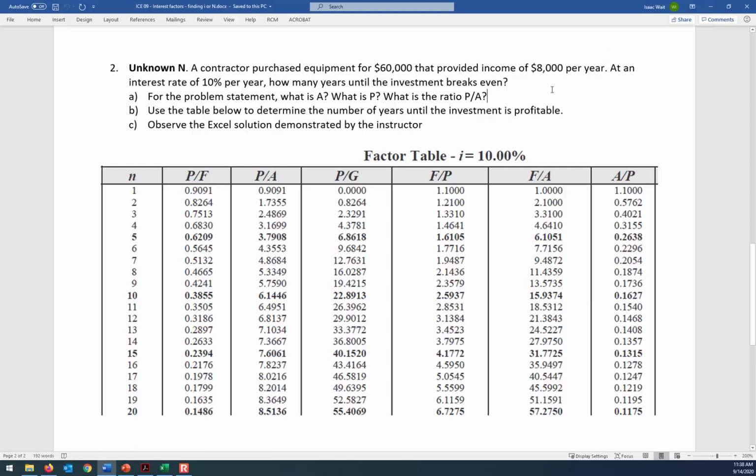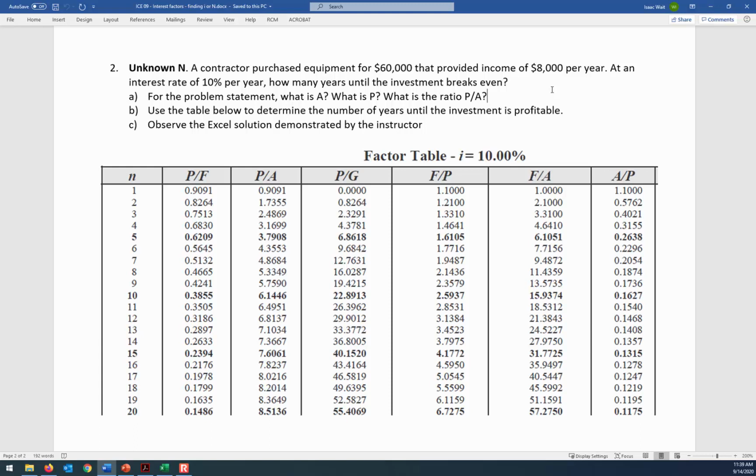Now think about what's happening. If you were going to draw this as a cash flow diagram, you have an arrow down at time 0 because they paid 60,000 to buy the equipment, and then that equipment allowed them to have new income, so that means an arrow up, of 8,000 per year. So if you're going to get $8,000 every year, when do you break even?